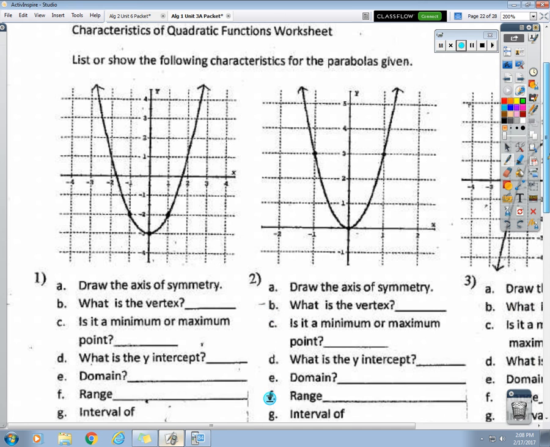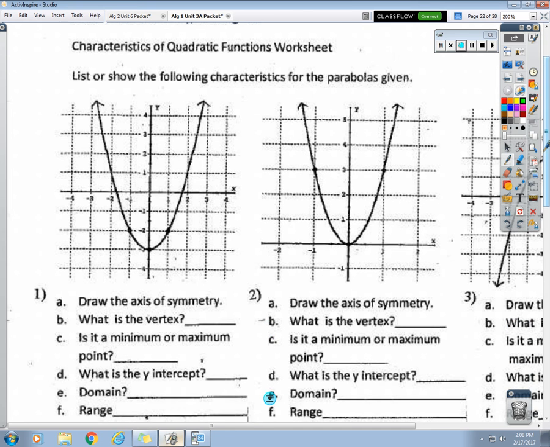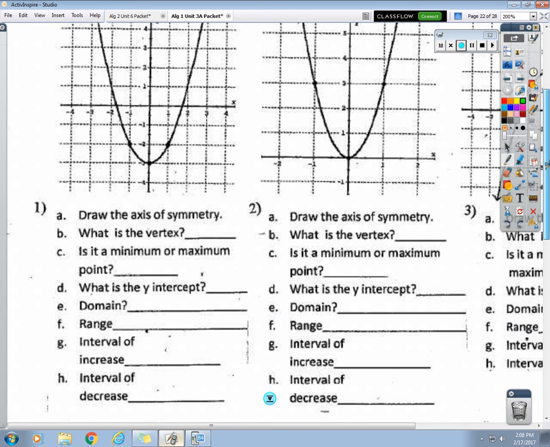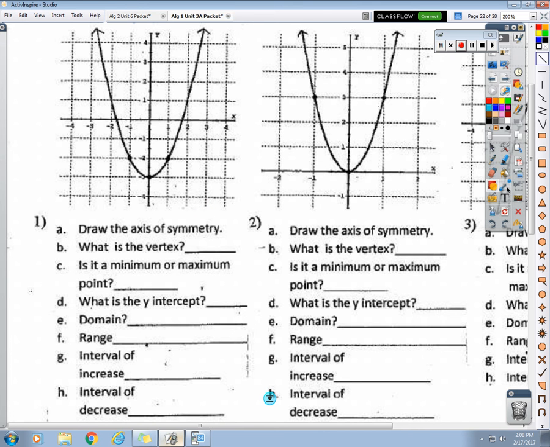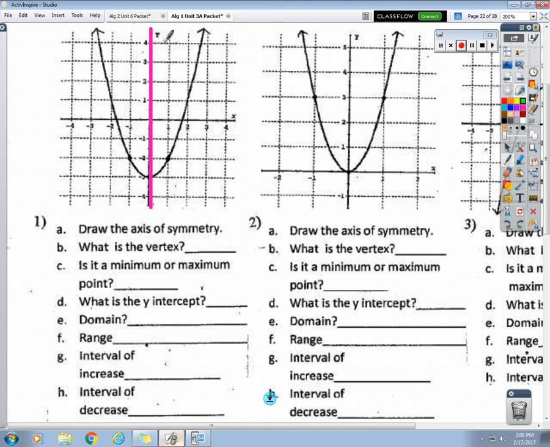Number 1, we are going to be talking about the characteristics of quadratic functions. First, they want you to draw the axis of symmetry. What do they mean? Where to cut it in half. So to cut this parabola in half, wouldn't you have to go straight down the y-axis? And isn't this line cutting through the x-axis at 0? So the equation of that line is x equals 0.